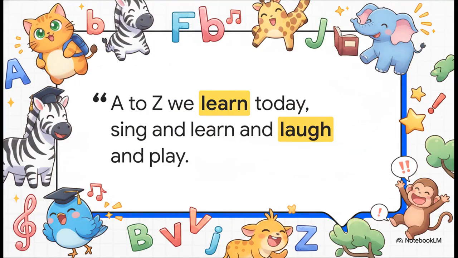The source material concludes with this absolute perfect wrapping thought. A to Z we learn today, sing and learn and laugh and play. This simple couplet solidifies everything we've explored in this explainer today. It reminds us that whether you're looking at a cute little cat or a zebra with bright stripes, learning the alphabet should be a fundamentally joyful, engaging, and highly rhythmic experience.